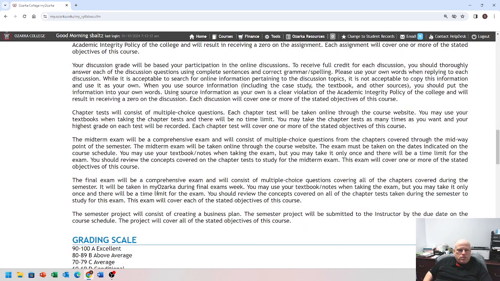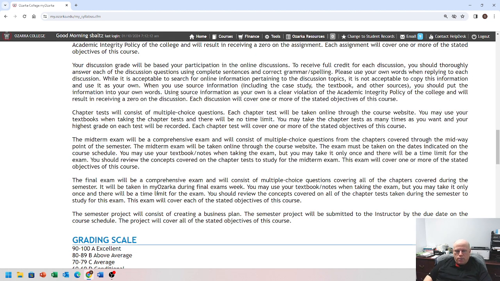And the next item here under evaluation procedures is the chapter test. The chapter test will be basically multiple choice questions that will cover the assigned chapters from the textbook. And basically they will be taken online through the course website. And you'll be able to use your textbooks and other learning resources while taking the chapter test.